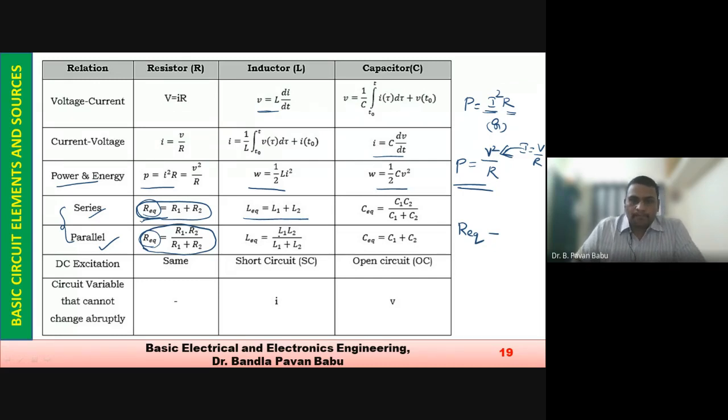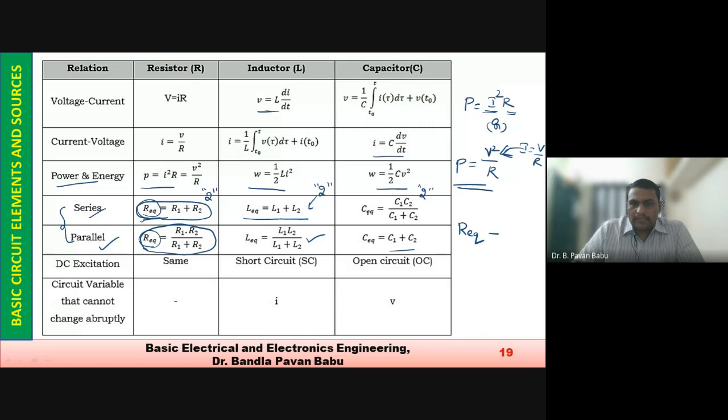Next, this formula is applicable only if there are two elements. Especially for inductors, here also, if there are two resistors or two capacitors, then this formula will work out. So L1 L2 by L1 plus L2 for inductors in parallel. Actually, we can solve it by applying KVL, so that is why I'm not giving you a detailed explanation.